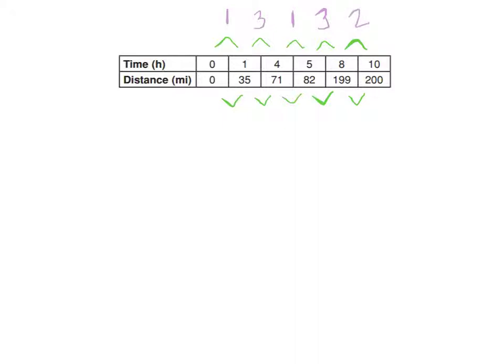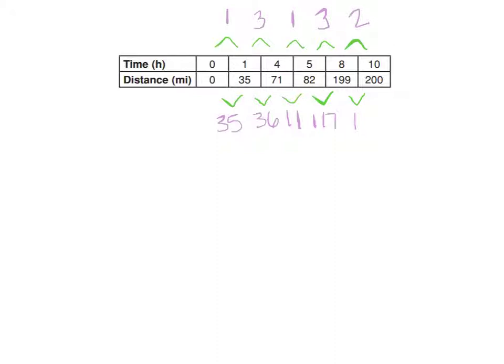Now we have to look at those distances. They don't change quite as nicely. 0 to 35. How do we change there? We increase by 35. 35 to 71, we increase by 36. 71 to 82, the increase is 11. 82 to 199, so we went really far in that section. We went 117 miles. And 199 to 200 is just a change of 1. So we can see that all of our rates of change are not going to be the same.